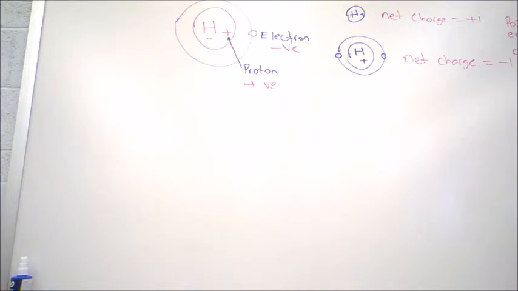Okay, so we understand what current is: the flow of charge, coulombs of charge per second.